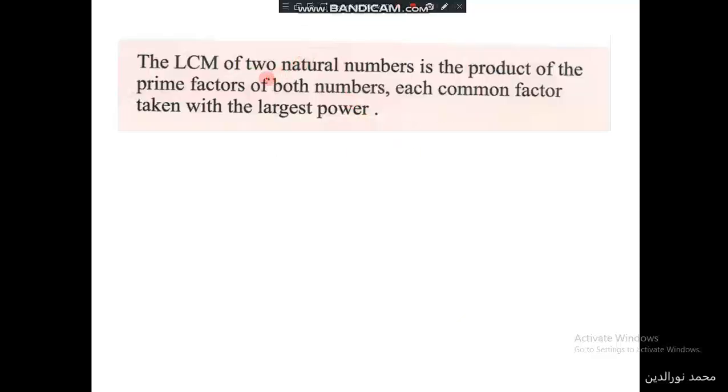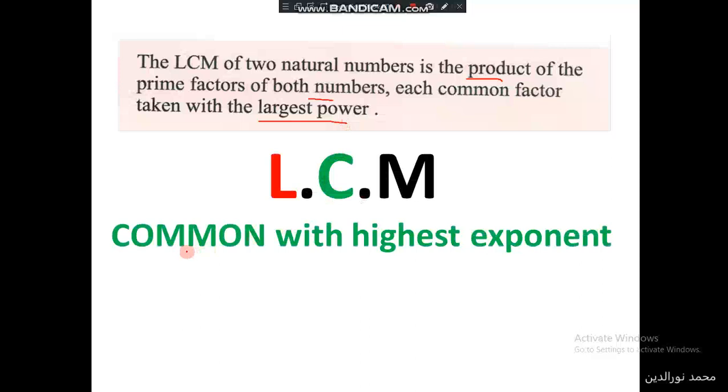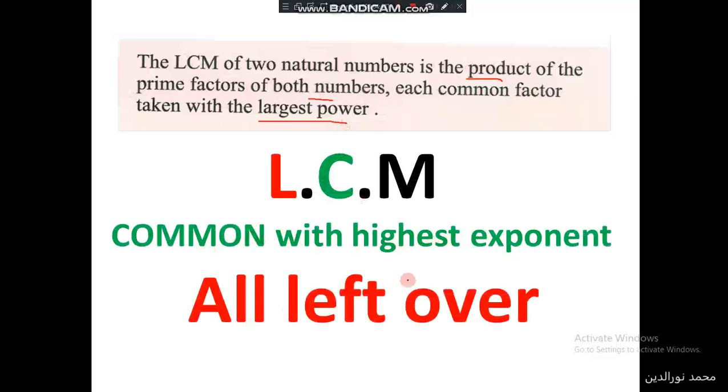For LCM, the LCM of two natural numbers is the product of the prime factors of both numbers, and the common factors are taken with the largest power. So in other words, for the LCM we take the common factors with the highest exponent and we take all the leftover.